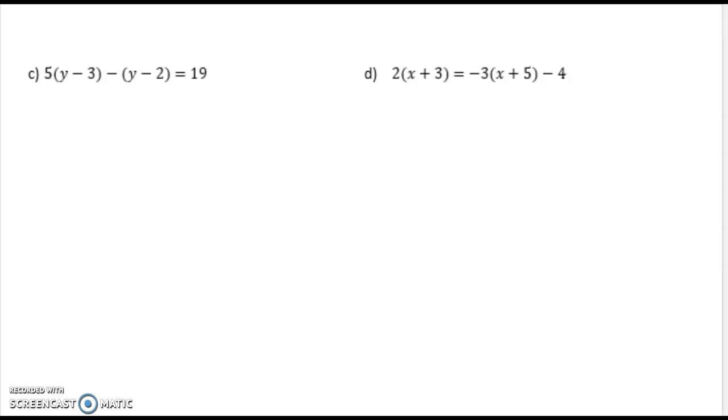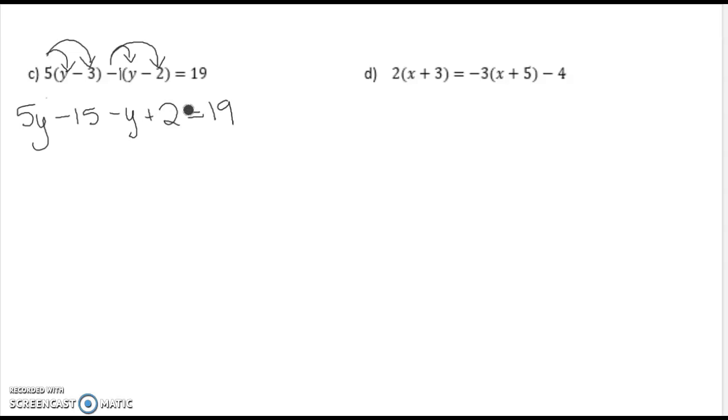Okay, so now we got a bigger one to tackle, but it's not that bad. You can do it. So 5 times y gives us 5y. And then 5 times negative 3 gives us negative 15. Now because there's nothing in front of this, but there's a negative, we know that it's a 1. So I can put it there. Negative 1 times y gives me negative y. Negative 1 times negative 2 gives me positive 2. And then equals 19.